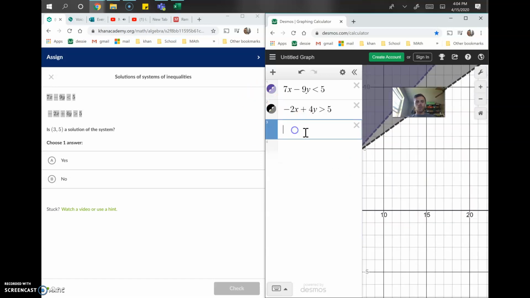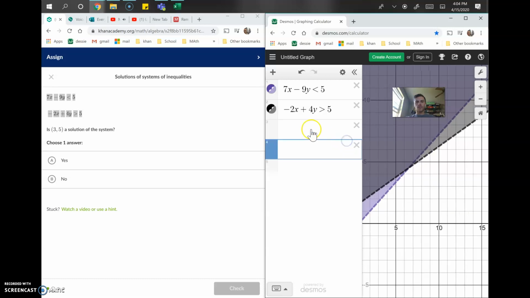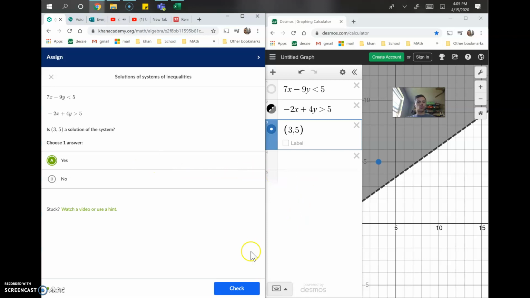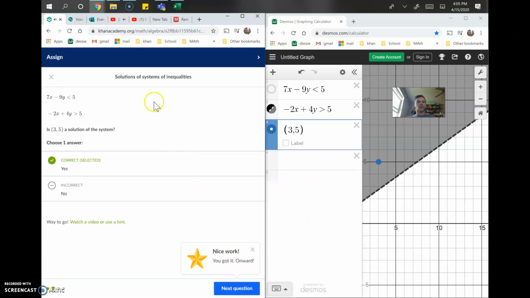Now I'm going to type in the coordinate point. 3 for x, 5 for y. And it shows up in the double shade, but just to make sure, it's a solution to purple. It's also a solution to black, which means it's a solution to the system. And that's how you identify solutions to systems of inequalities. Good luck.